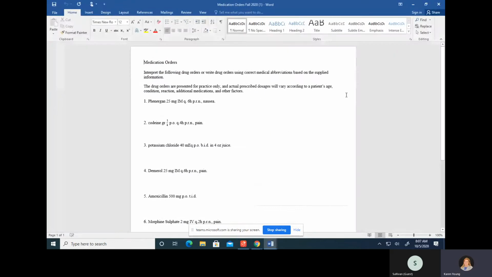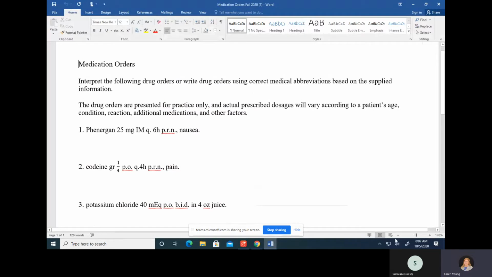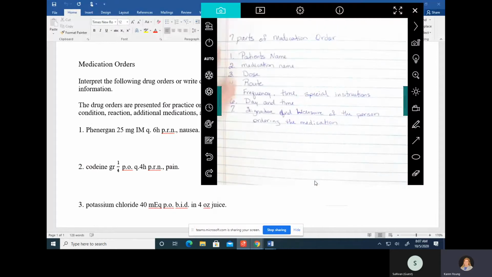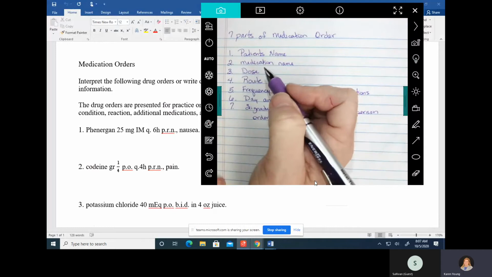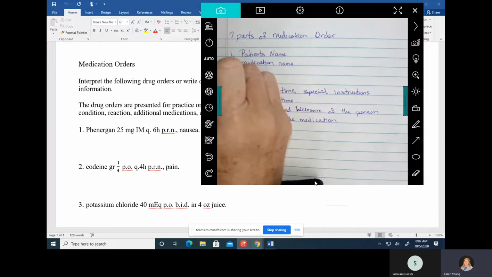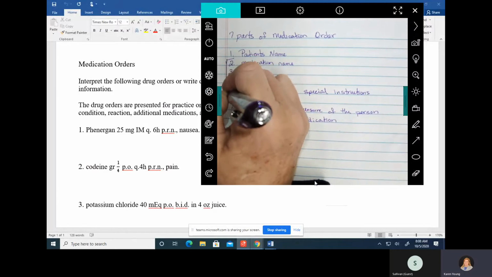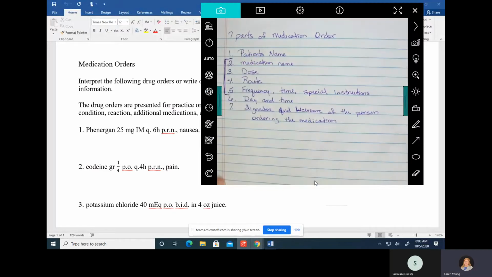All right, so if I flip back over here, and we look at the medication orders. For our purpose, what we want to concentrate on when we're calculating the dosage is the medication name, the dose, the route, the frequency. Okay? So we're going to concentrate on those 4 things.